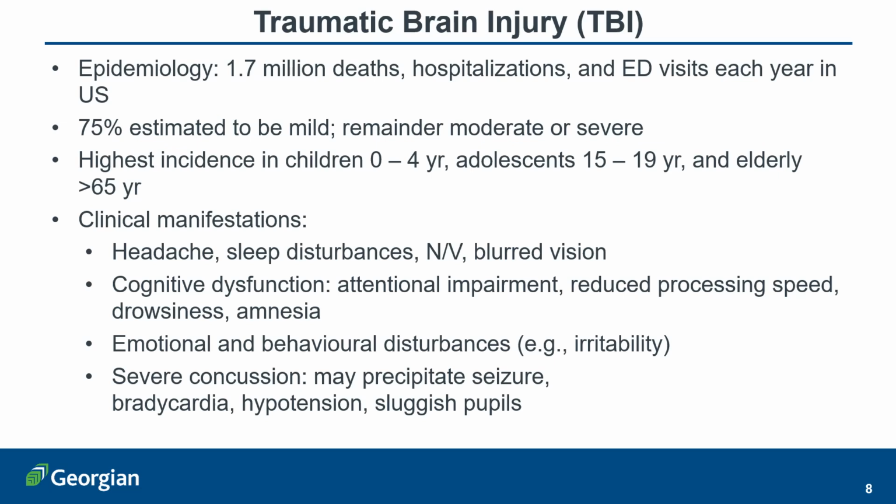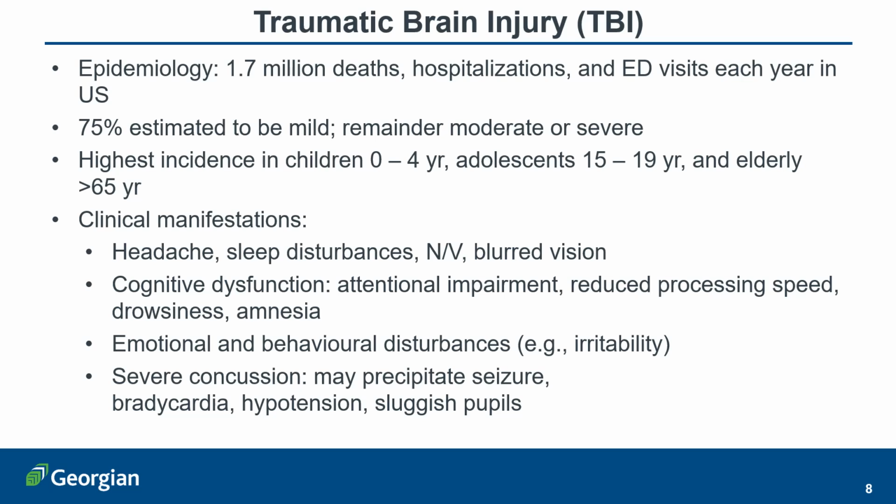Let's switch gears now and discuss traumatic brain injury, or TBI for short. Approximately 1.7 million deaths, hospitalizations, and emergency department visits each year in the US are due to TBI. If you divide those numbers by 10, that would be the numbers roughly in Canada. Fortunately, 75% of traumatic brain injuries are estimated to be mild.